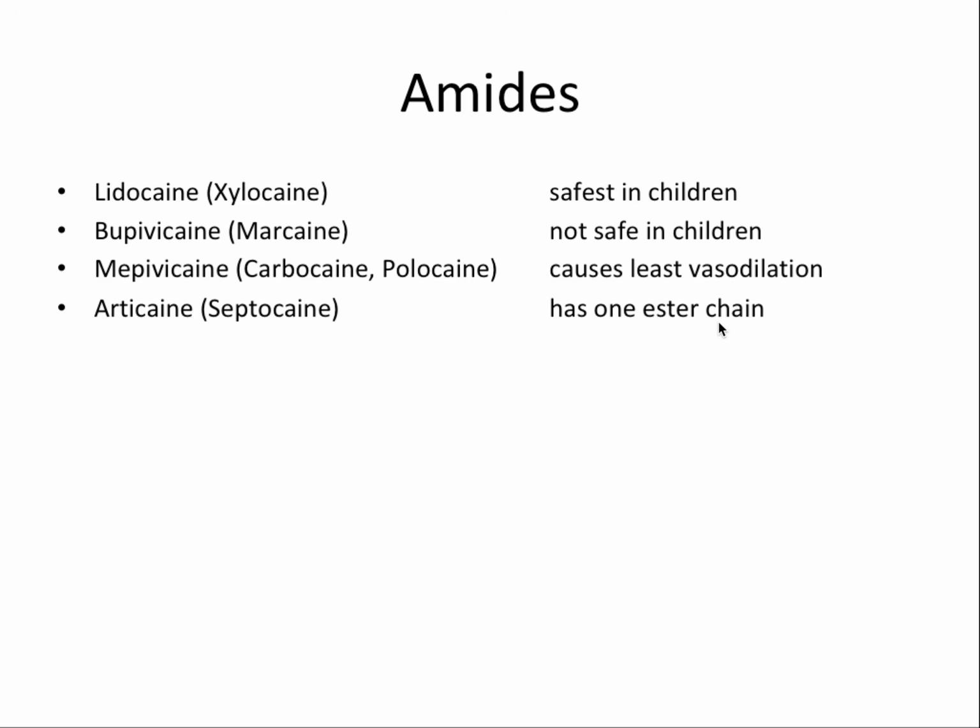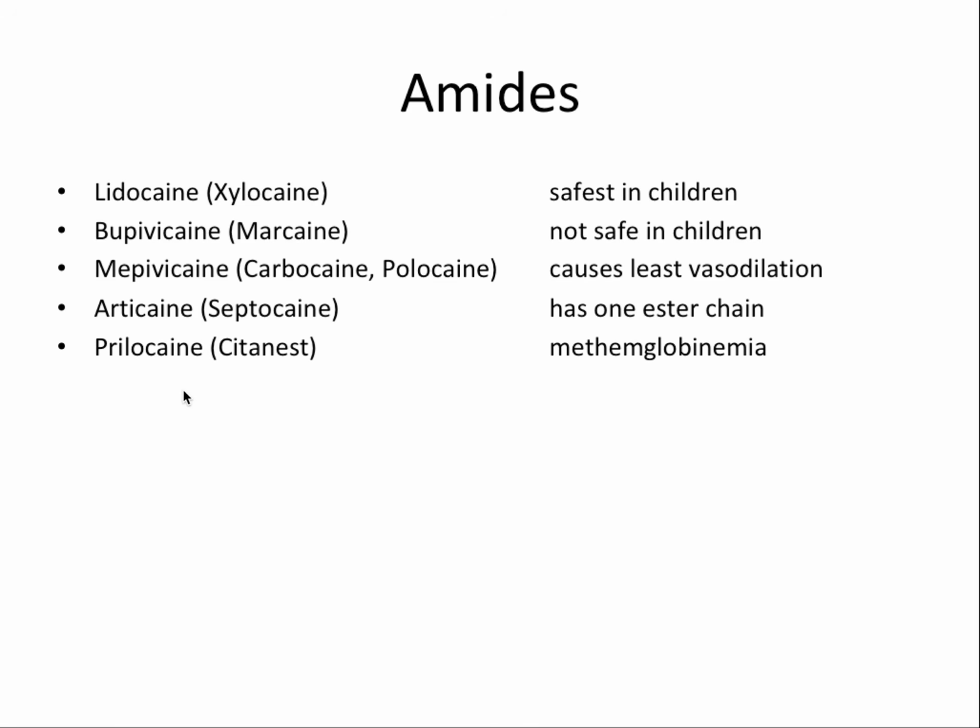So why is this important? Well, the board exam could ask you which of these local anesthetics is metabolized in both the liver and the blood plasma. And because articaine has both amide and this little ester characteristic, it's metabolized technically in both sites. So that's important to know.